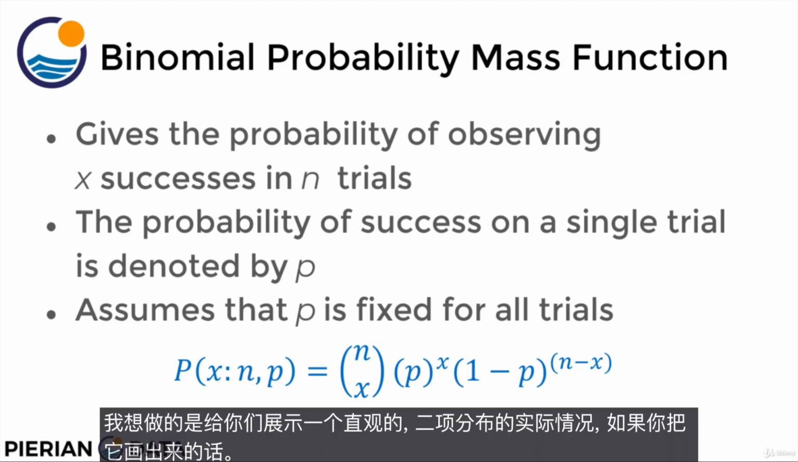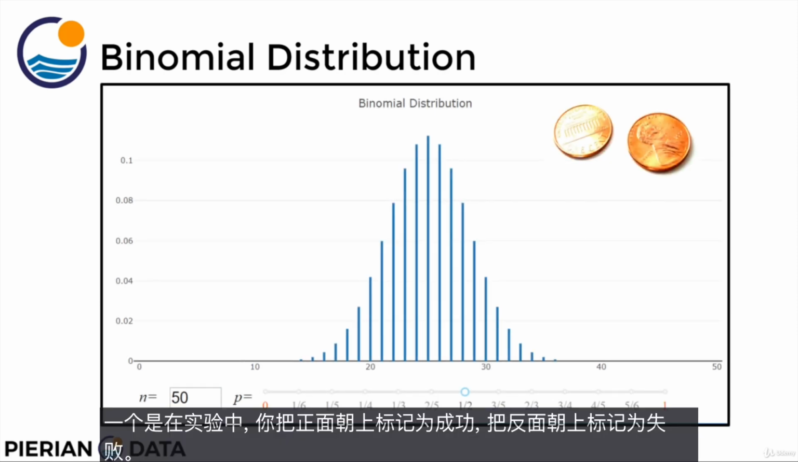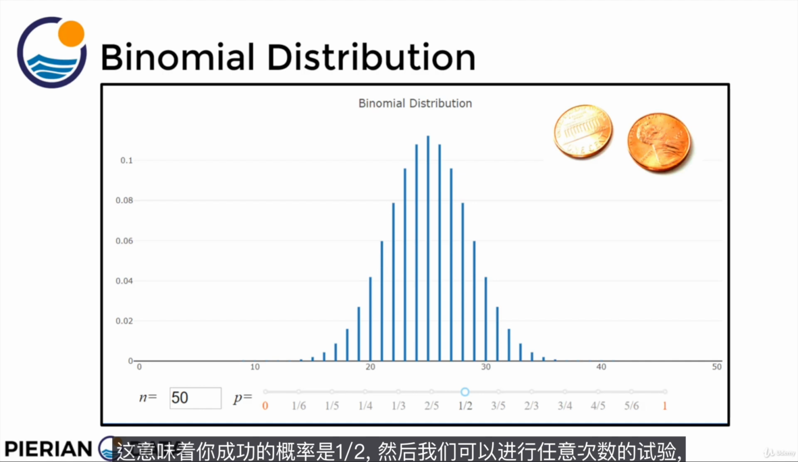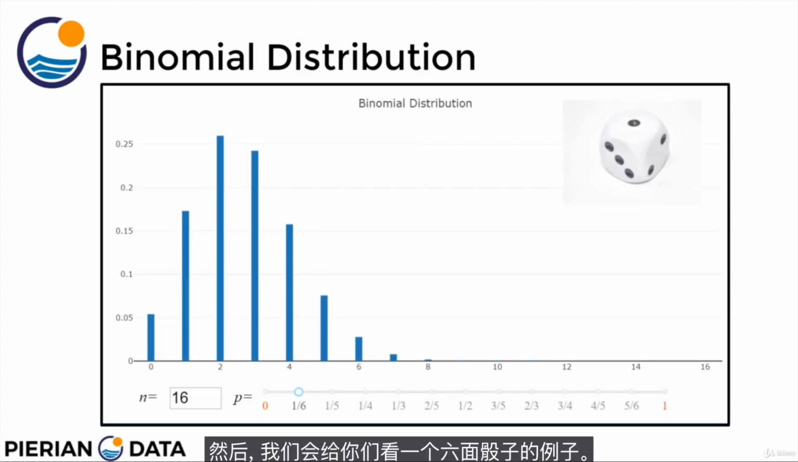What I want to do is show you an intuition of what the actual binomial distribution would look like if you were to plot it out. And we're going to walk through 2 examples. One is for an experiment where you label flipping a heads a success and flipping a tails a failure. So that means your probability of success will be 1/2, and then we can play around with N number of trials, and then we get a distribution for how many successes we're likely to get and what's the probability of that. And then after that, we're going to show you an example with a fair 6-sided die.